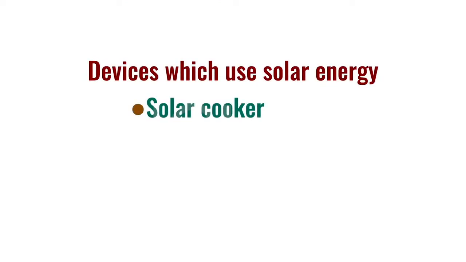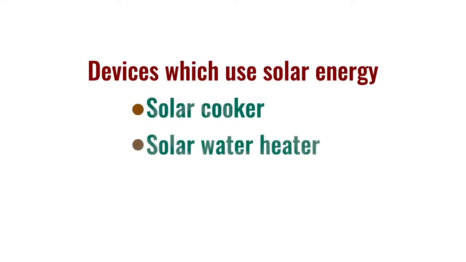We use solar energy to get the heat needed to cook food. Such devices are solar cookers. Similarly, a solar water heater is a device that uses solar energy to heat water.